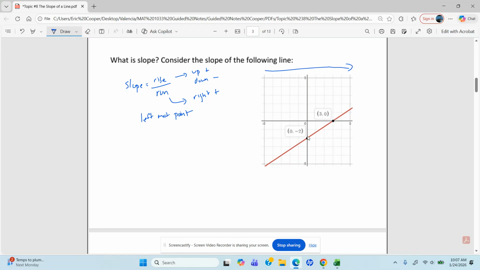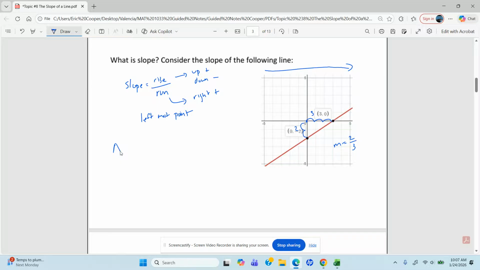So for example, if I was looking at this line here and I wanted to find its slope, I would start at this point and I would see how high I could go. This point can go as high as here, so that would be 1, 2 up. And then from the right, we would go 1, 2, 3 to the right. This would mean this equation has a slope of 2 over 3.